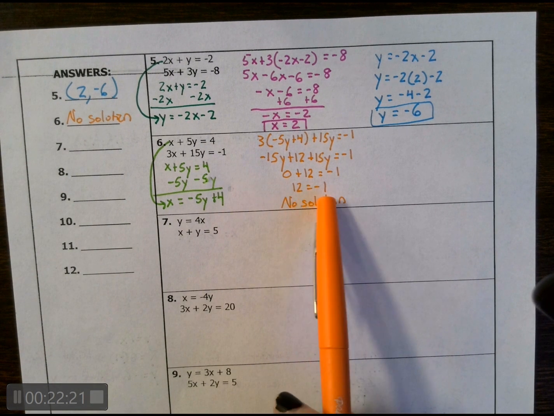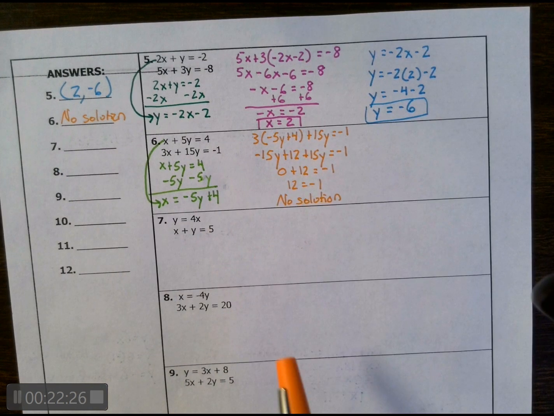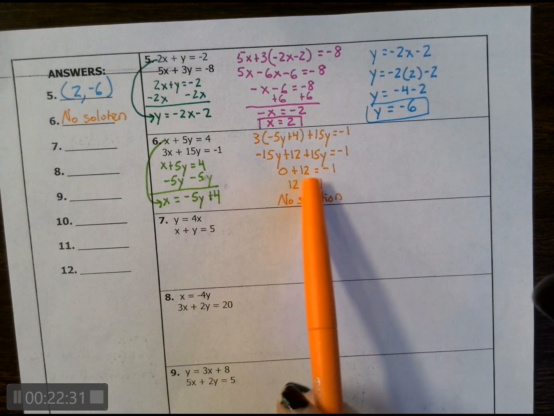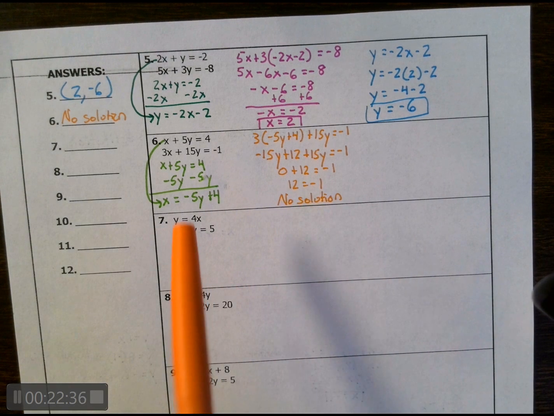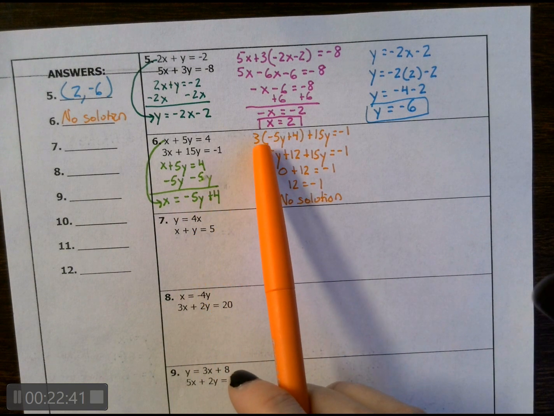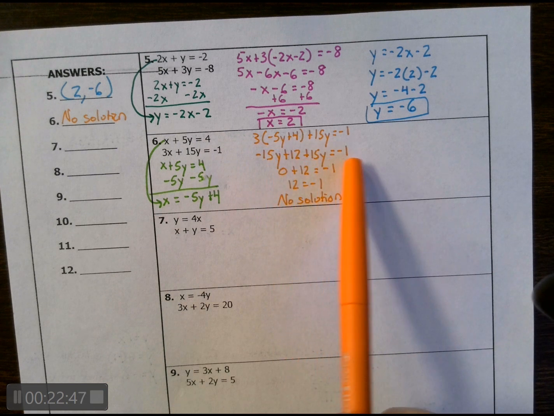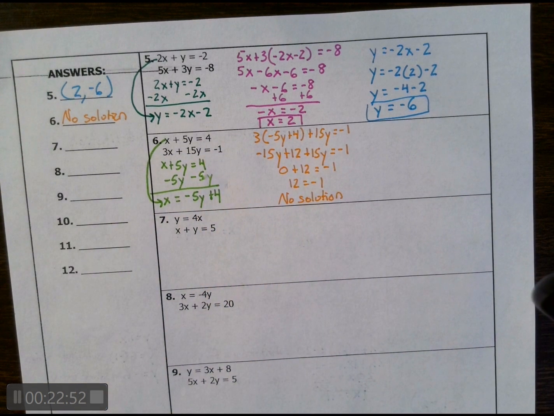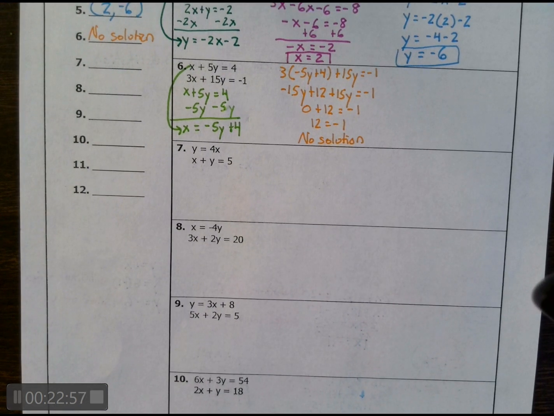So yeah, once you get 12 equals a different number, that's not possible because 12 doesn't equal -1, 12 equals 12, and -1 equals -1. So if you get to that point, you can stop and you have no solution. Always check your work, just like I did. I went back and made sure that we did this right, and then I made sure that 3 times -5, -15y plus 12 plus 15y equals -1, which is this equation. So always go back and check, just to make absolutely sure. But yeah, we did that one right, so we're moving on.